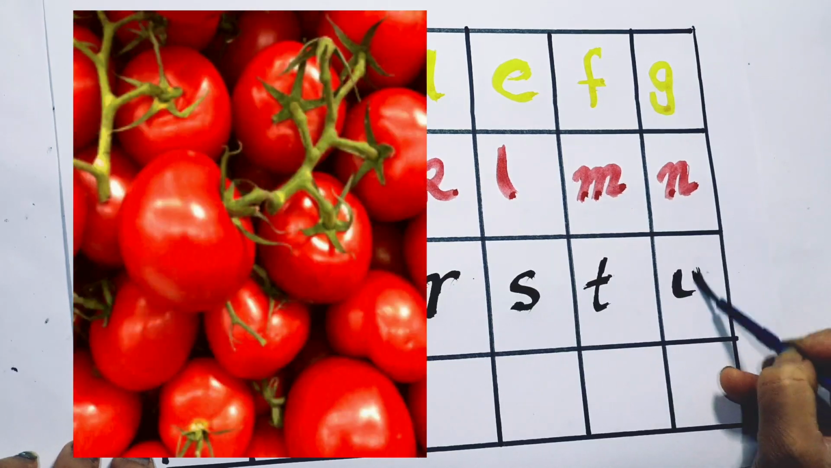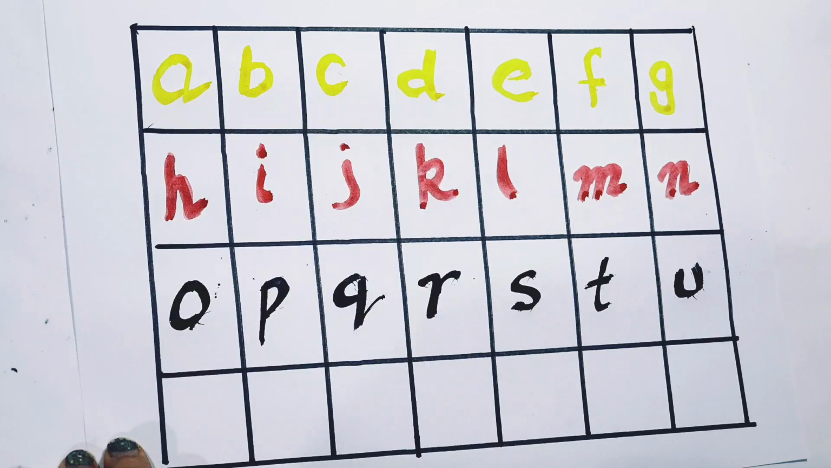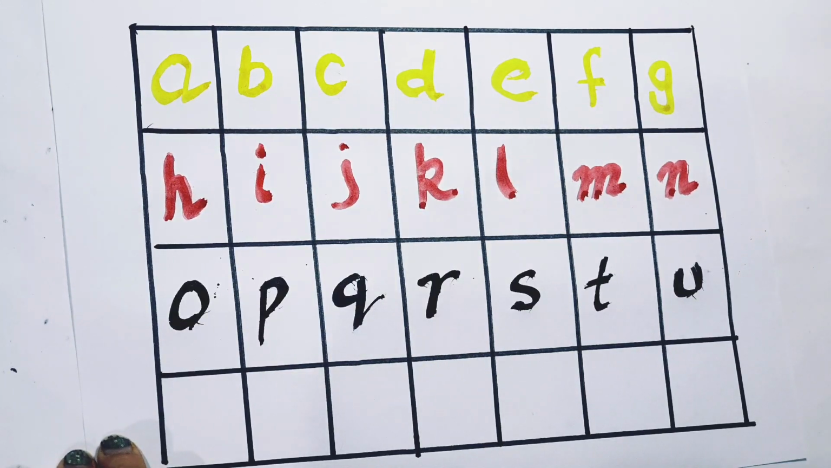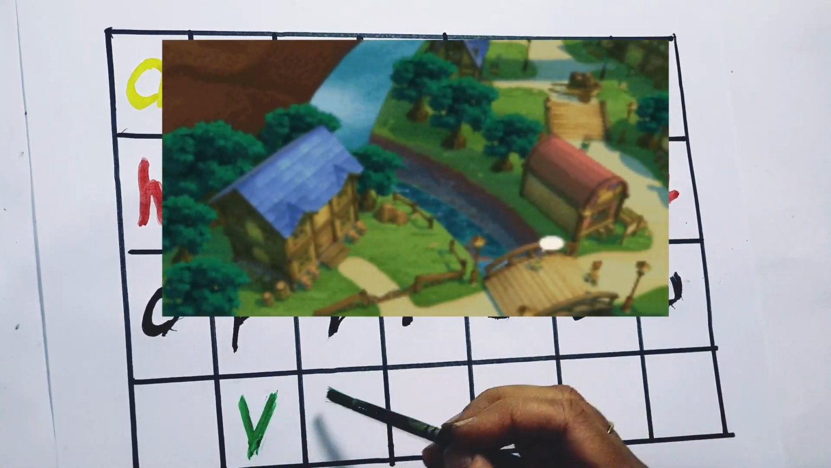T for tomato. U for umbrella. Green color. V for village.